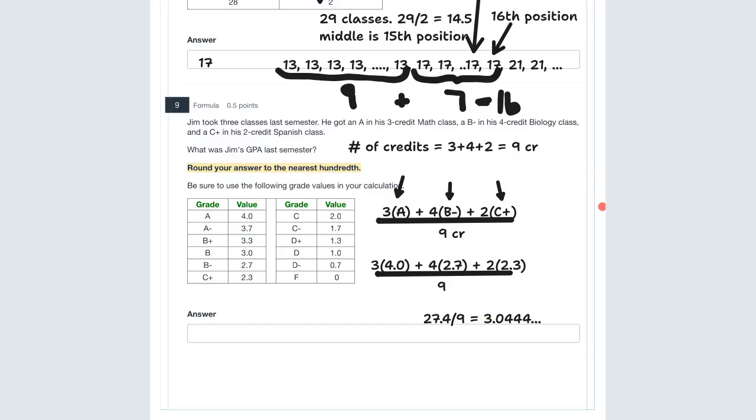Now the directions are to round to the nearest hundredth. So this 4 is in the 100th spot. So this will either be 3.04 or 3.05. And this 4 here tells us to round down. So that means this will be 3.04. It's between 4 and 2.3. All right.